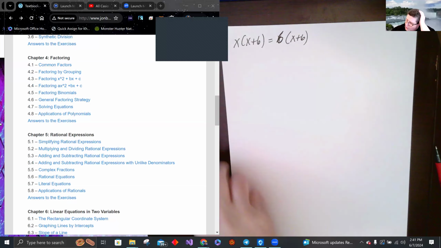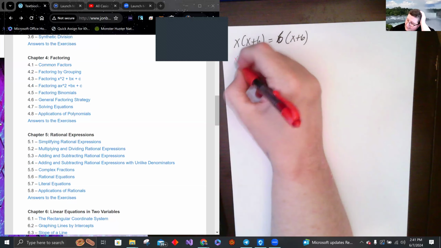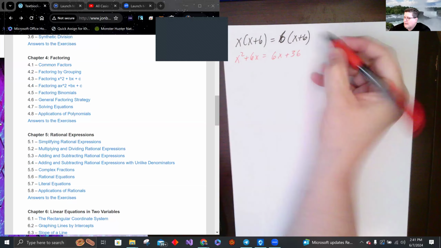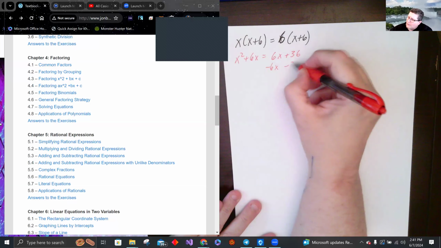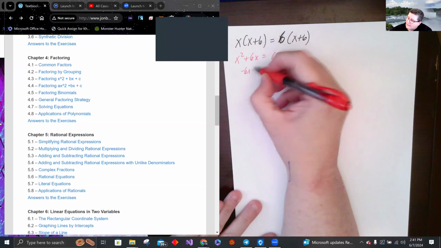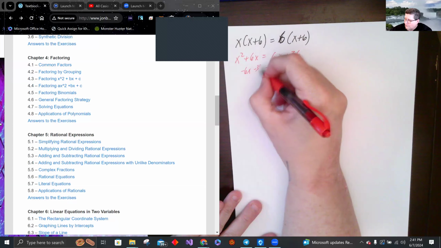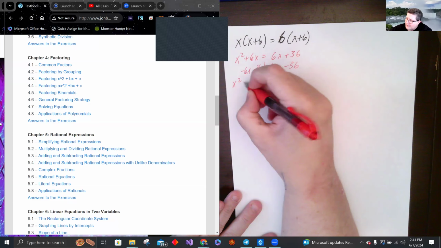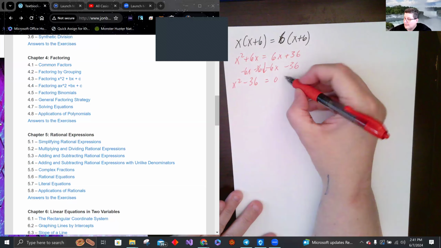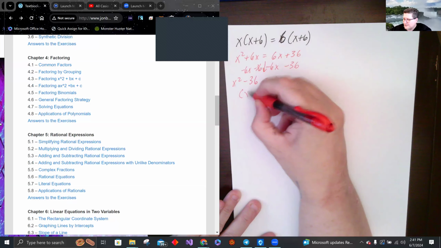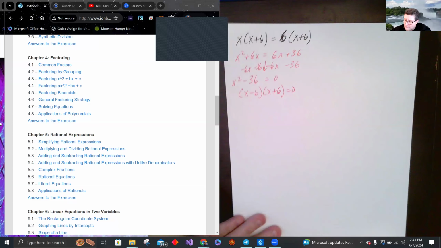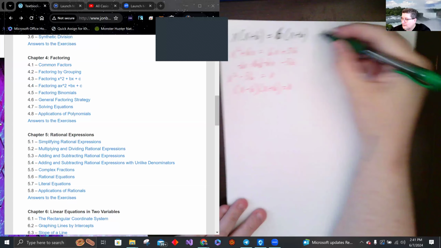All right, so the long way is distributing this, getting everything on one side by subtracting it over. And I get the 6x's cancel, I get x squared minus 36. That's the difference of squares. I guess it's not that long.